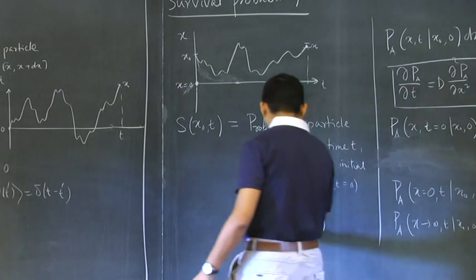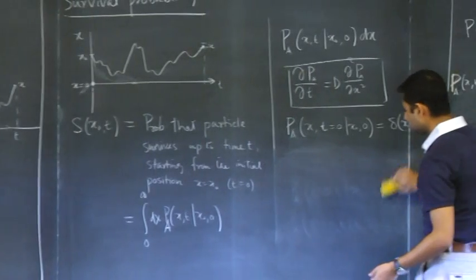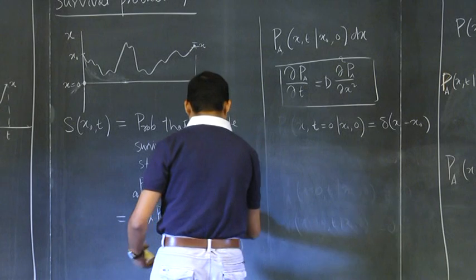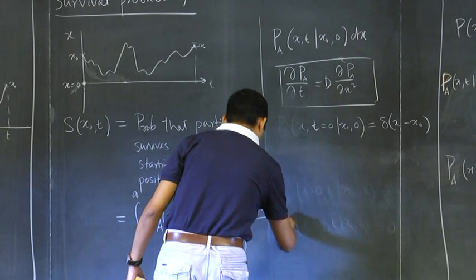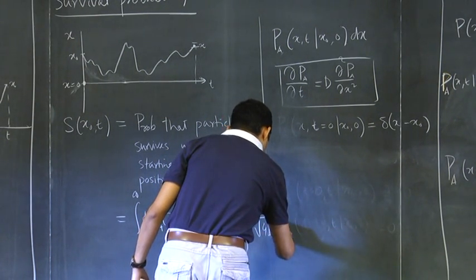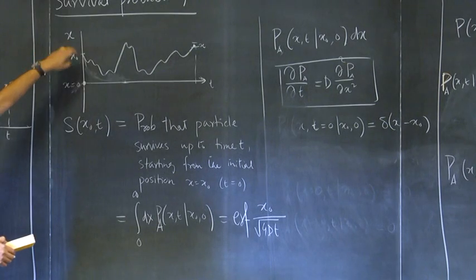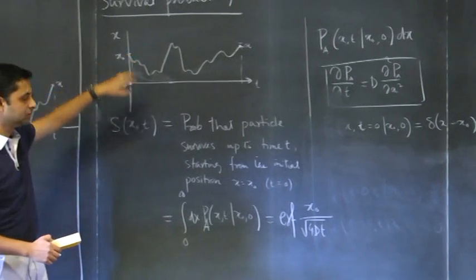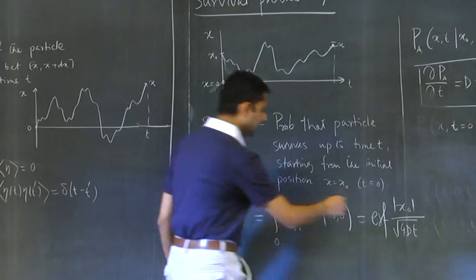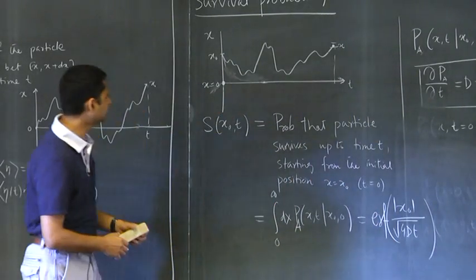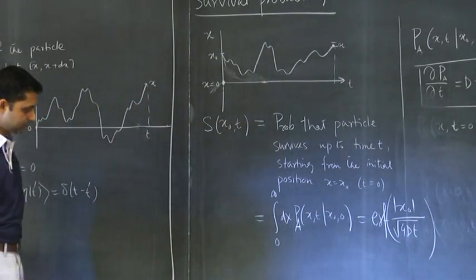So if you do this integral, what you find is that it is given by erf of x0 by the square root of 4Dt. If you just define the domain irrespective of x0 positive or negative, and you just say that starting with x0 it does not cross the origin, then that becomes the mod of x0, right. But we are defining for x0 positive, so that mod does not matter. That is the answer.